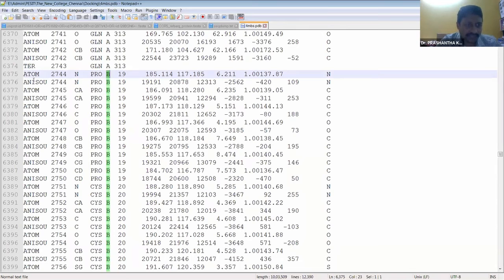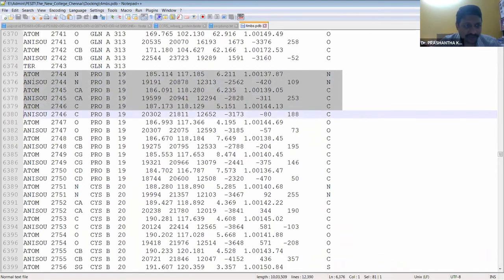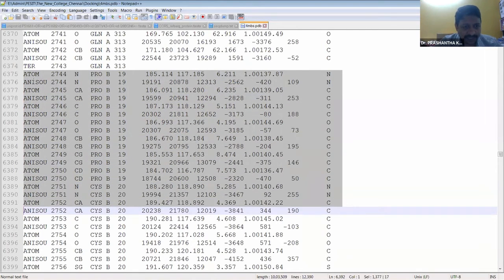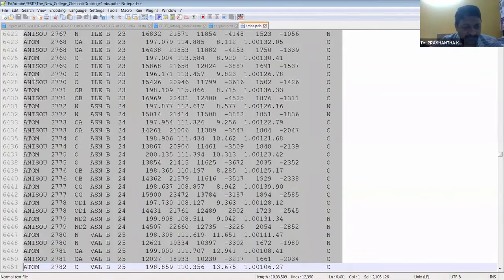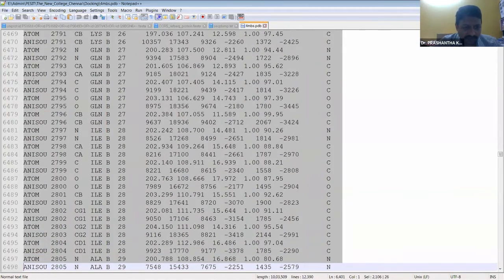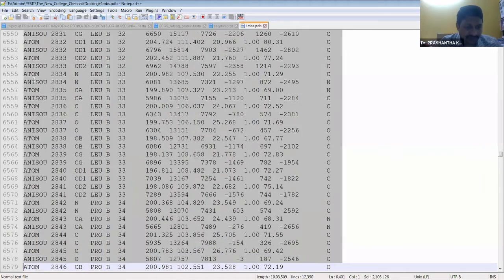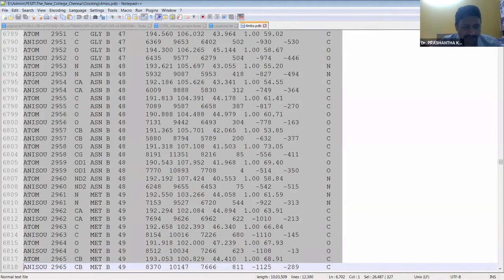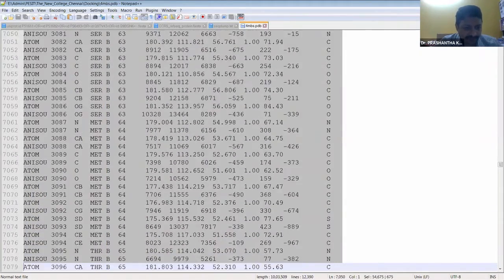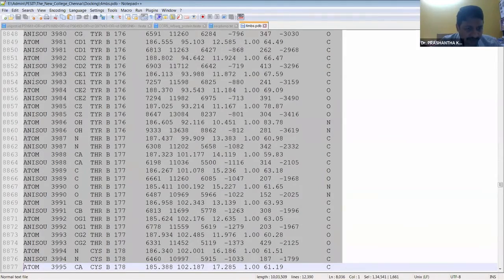Select the B chain. You can hold the shift and then use the downward arrow key to select. That becomes easy rather than scrolling down. Or you can hold the shift and then press the page down option. Then also it becomes relatively fast to select the lines.